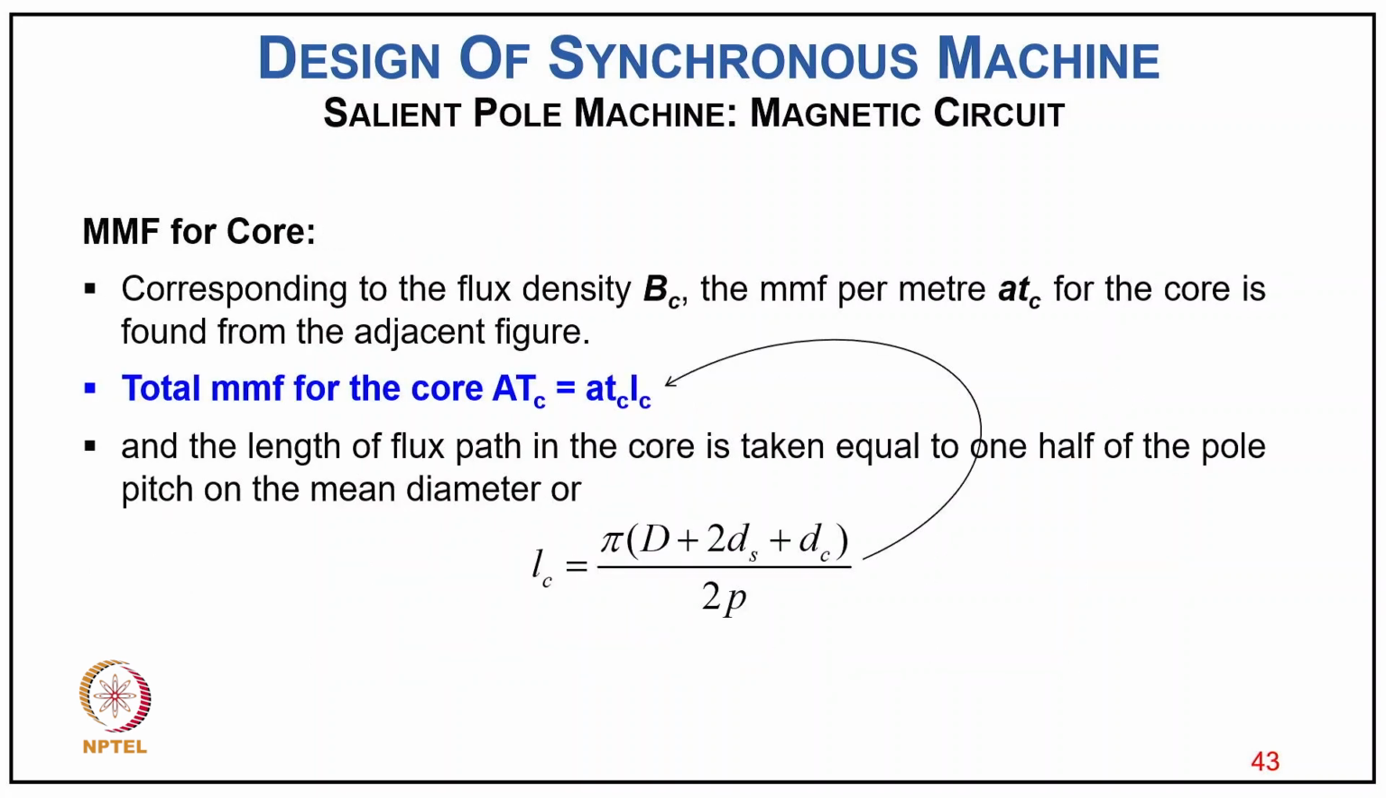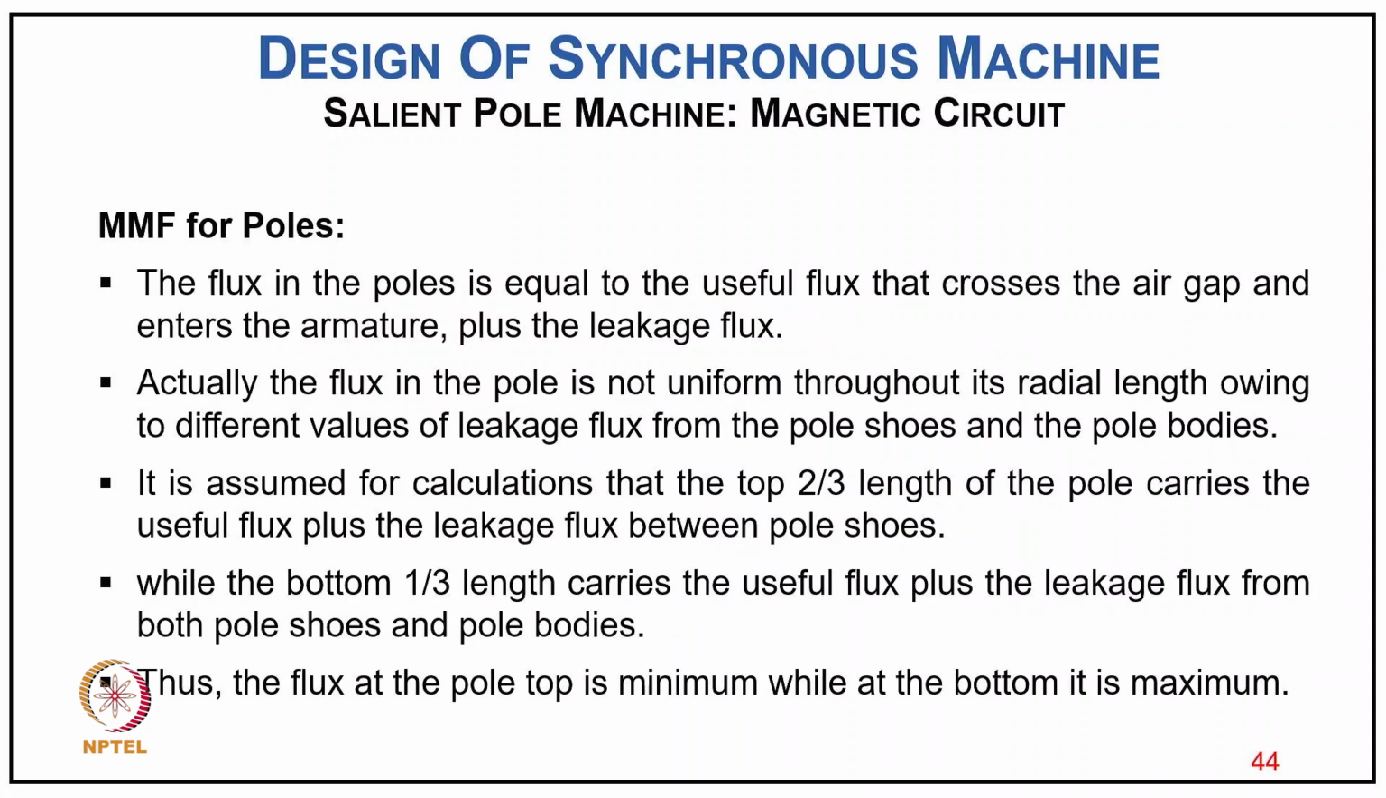Now, the MMF required for the core, corresponding to the flux density Bc, the MMF per meter ATc for the core is found from the adjacent figure, and the total MMF for the core is ATc equal to ATc small into Lc, where Lc is the length of flux path in the core, taken equal to 1/2 of the pole pitch over the mean diameter, or Lc equal to pi in bracket capital D plus 2ds plus dc divided by 2p.